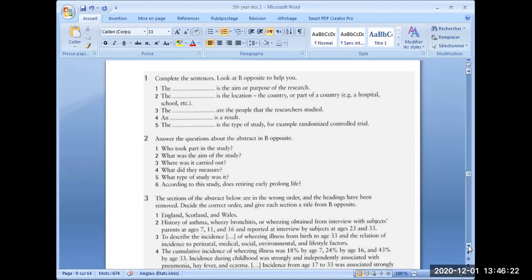Okay? The result, the outcome. And the type of study, for example randomized controlled trial, the type of study, the pattern of line, the general plan. The design. It's the design.